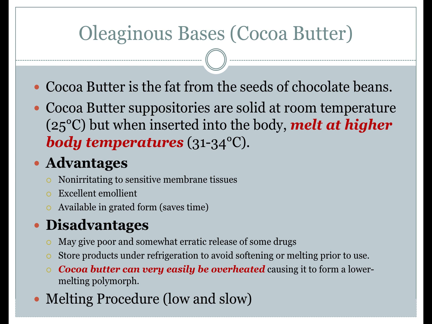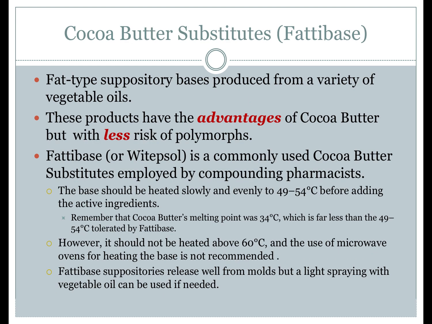It is precisely this difficulty in melting cocoa butter and other oleaginous bases that has led to the development of the second type of suppository base that we will discuss next. The second type of suppository base are the cocoa butter substitutes. A commonly used commercial product is called Fattibase. To avoid confusion with cocoa butter, I will refer to the entire class of cocoa butter substitutes as fatty bases, even though Fattibase itself is a specific commercial product.